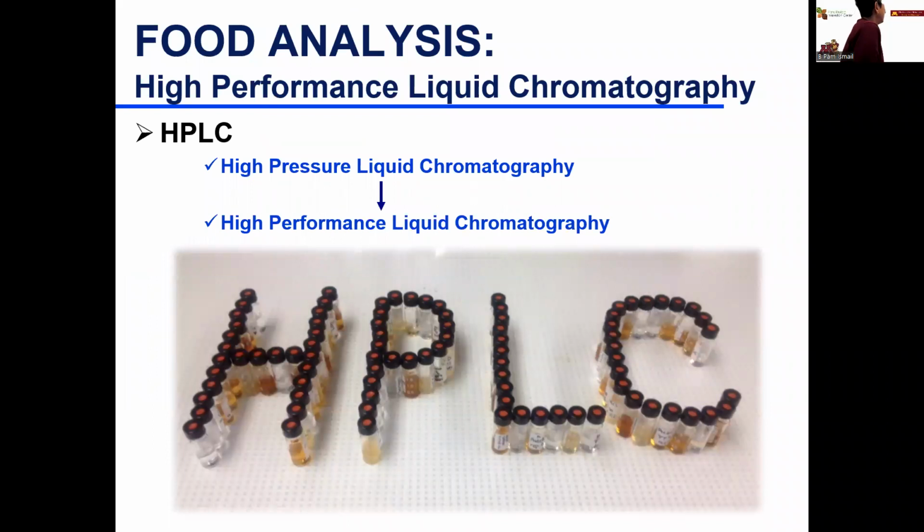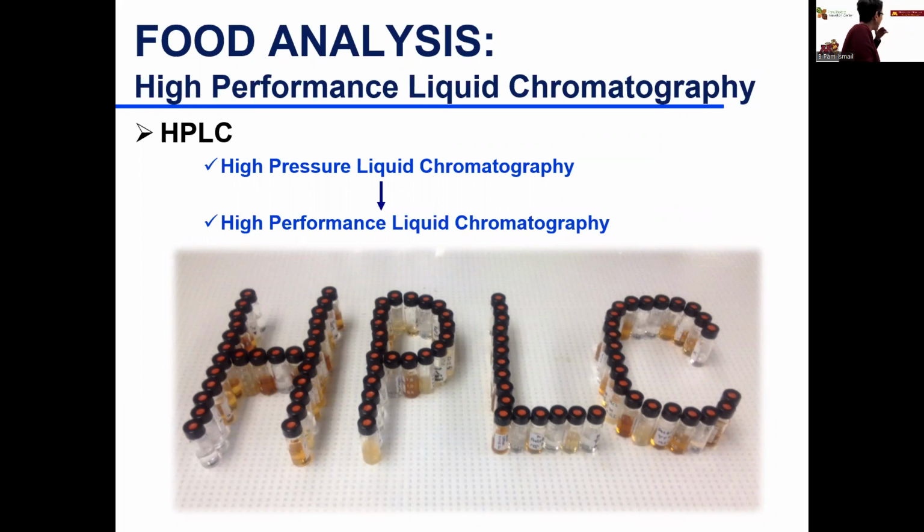So HPLC stands for High Performance Liquid Chromatography. It originally was high pressure liquid chromatography because when we started using these packed columns that you saw in the lab, they're packed under pressure. And they used to generate really high back pressure, and the pressure of the system would be really high.